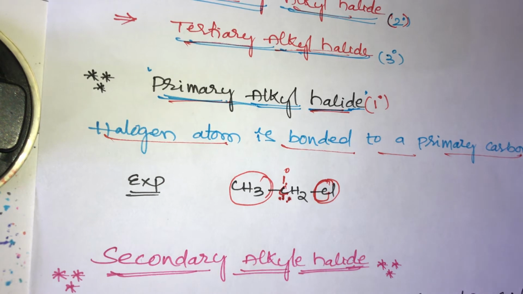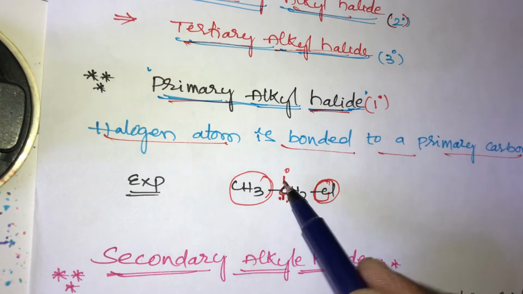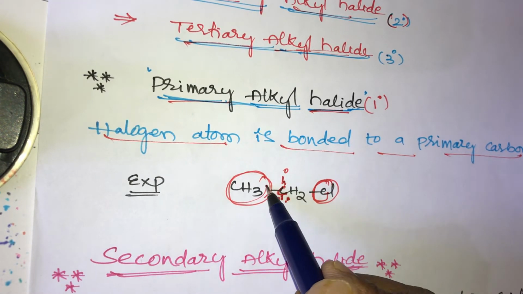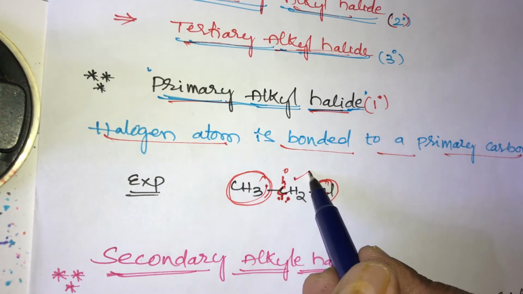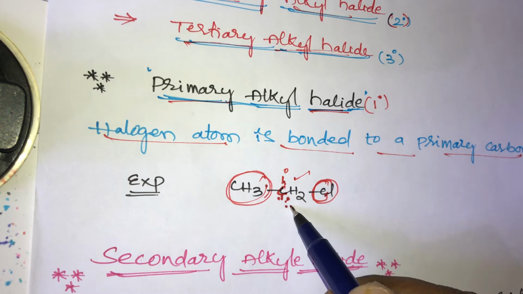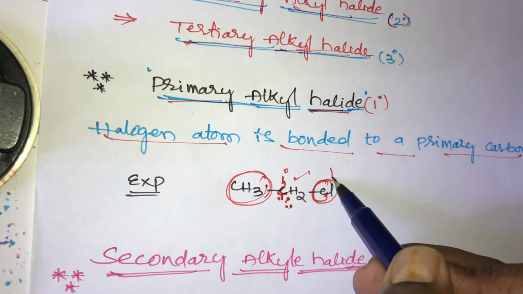Primary alkyl halide means what? When a halogen atom is bonded to a primary carbon. This is the primary carbon. Why? Because this carbon is bonded with only one carbon. So that's why it is called primary carbon. This halogen is attached to the primary carbon, so that's why it is called primary alkyl halide.